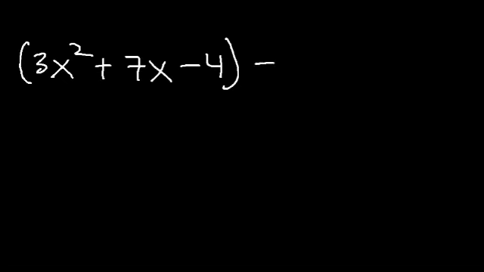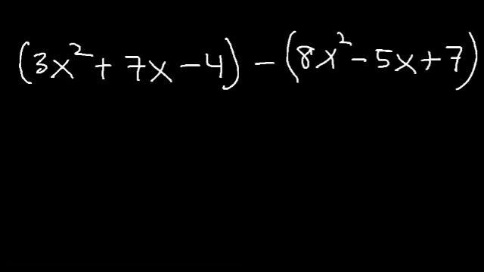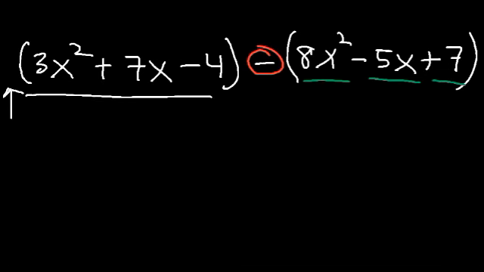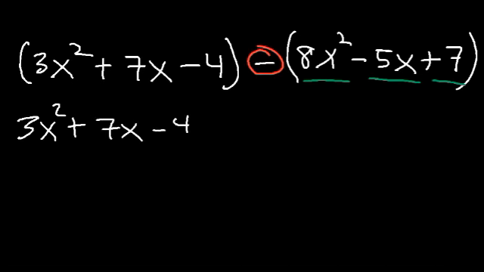Here's another example you can try. 3x squared plus 7x minus 4 minus 8x squared minus 5x plus 7. Now notice that we have a negative sign. We need to distribute the negative sign to the three terms on the right. So for the three numbers on the left, we don't have anything in front of the parentheses. So we could simply open it. We don't need the parentheses on the left side. So it's simply 3x squared plus 7x minus 4.